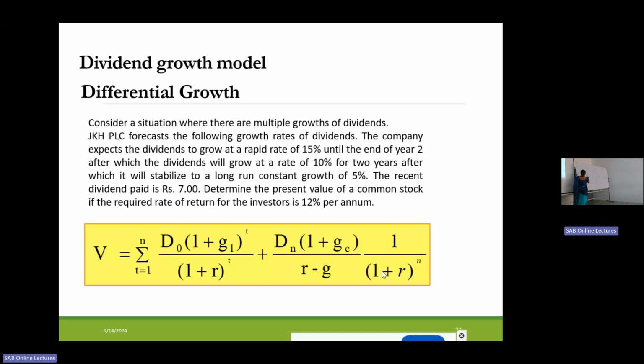9.25 you have to discount for 2 years. 10.1 is the dividend expected in year 3. You have to discount that for 3 years. Year 4, the expected dividend is 11.2 plus the value of the share 168. Both you have to discount back for 4 years. So calculate the values here and get the total, excluding D0. D0 is already paid, so exclude it, take the values, and get the total.